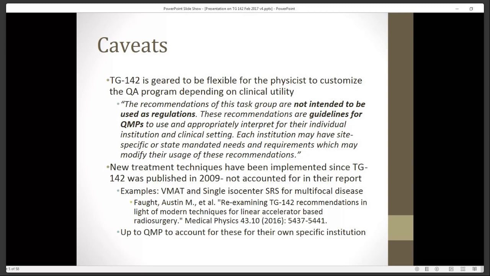So one thing to take into account is that this report was published in 2009, and there's been a couple of techniques that have been developed since then that should also be included in a modern QA program, and so that would not be in this report. Some examples would be VMAT was not really part of this report, and so some other things as well. So it's really up to the qualified medical physicists to account for these in their own specific institution.